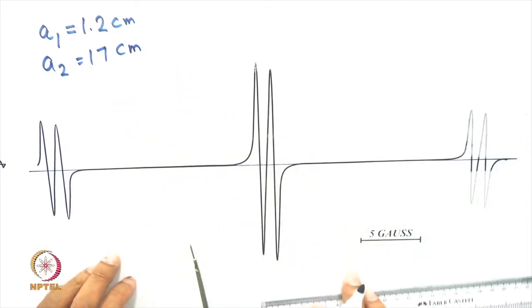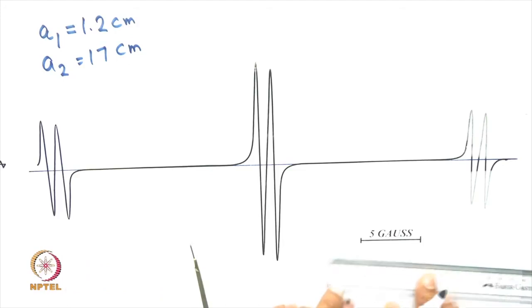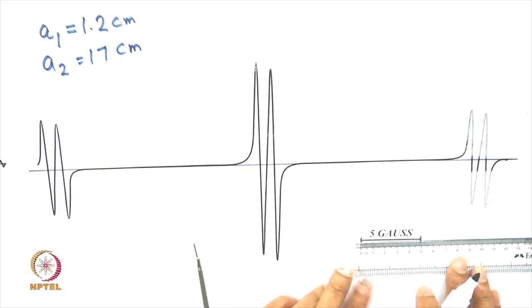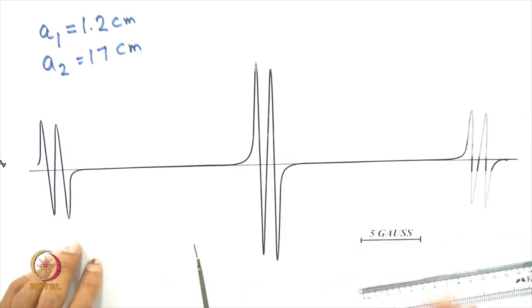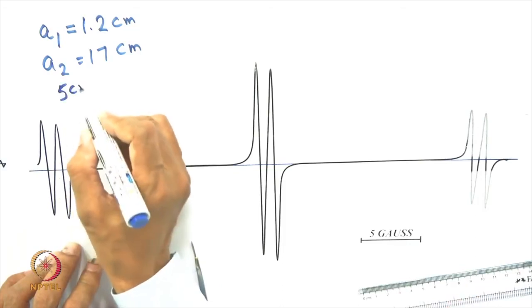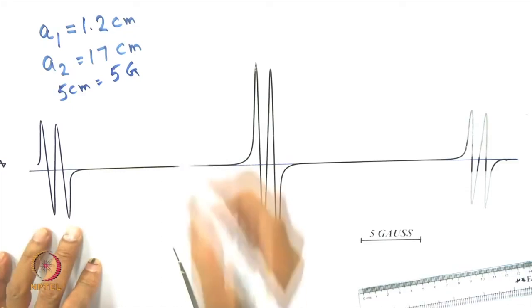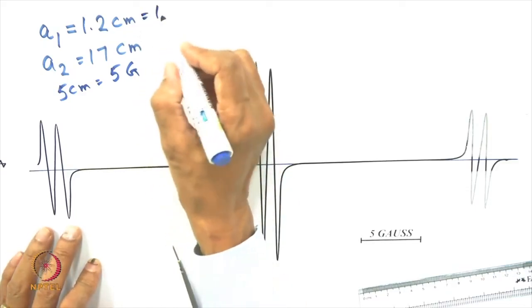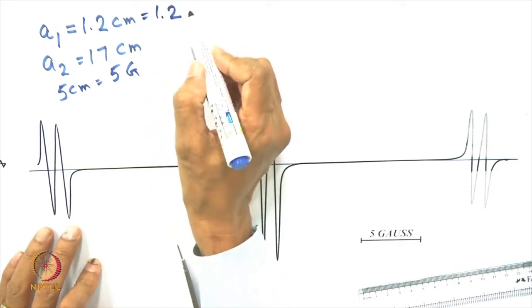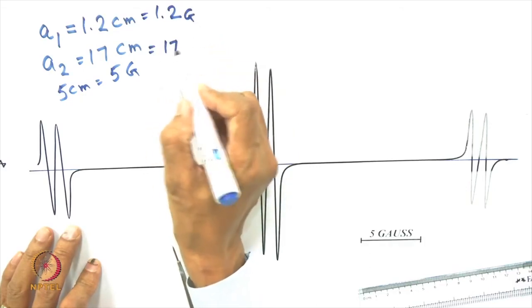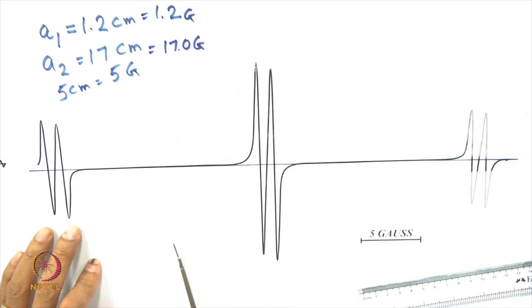What is the corresponding coupling constant in magnetic field units? This is the scale given here, 5 Gauss. Again, 5 Gauss is equal to 5 centimeter. So, this corresponds to 1.2 Gauss, and this corresponds to 17.0 Gauss. These are the two hyperfine coupling constants.